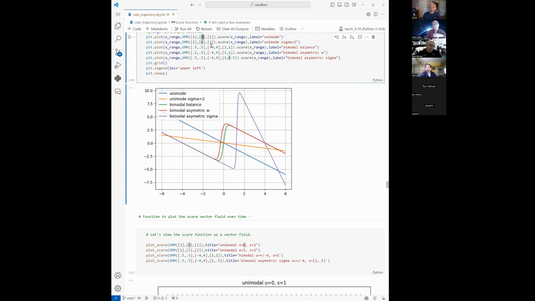So it's flatter when you have higher variance. It's steeper when you have lower variance. Yeah, I guess the sigma is in the denominator, so that's why that happens. Okay, yeah, that makes sense.